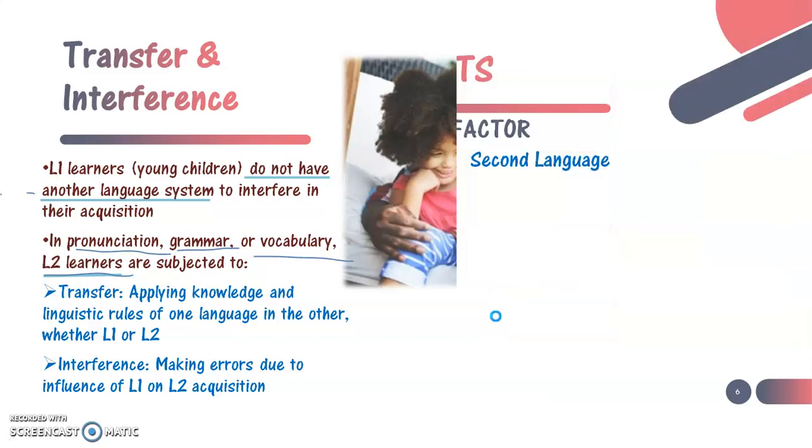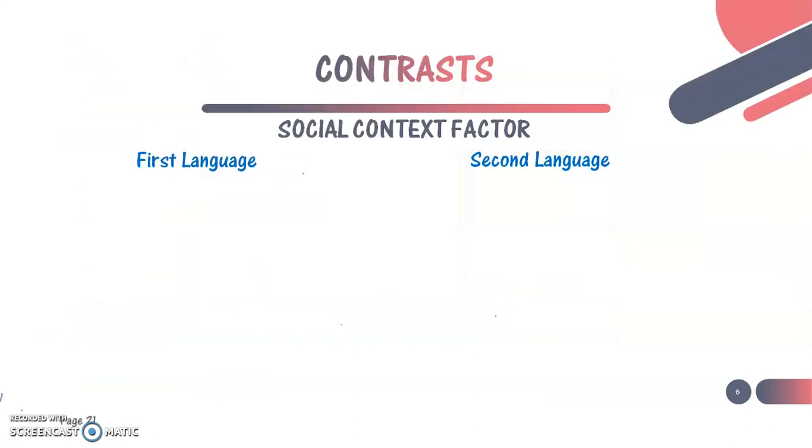Alright, let's move on with our lesson, and here we come to the social context factor. That is the environment in which first language or second language is being learned and acquired. Of course, the child is within the environment of the family or maybe the nursery, and they're not expected to carry on a conversation easily and for a long time.